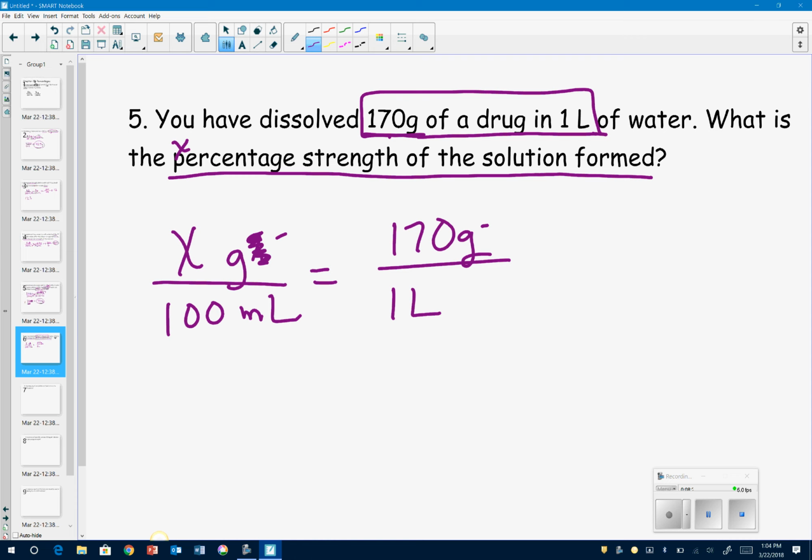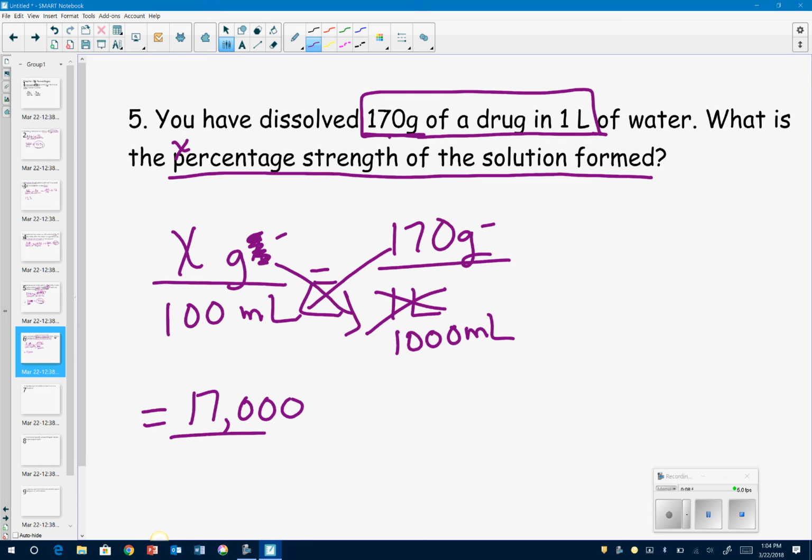So our units are the same on the top, but on the bottom our liquids are different units, so we have to change that. To me it's easier to change the liter to milliliters because we could just multiply it by 1,000. So it'd be 1,000 milliliters. Then we're going to cross multiply. 170 times 100 is 17,000. X times 1,000 would be 1,000X. Again, we can do this the easy way. Take out our zeros, 3 on top, 3 on the bottom. 17 divided by 1 is 17. So your answer is 17%.